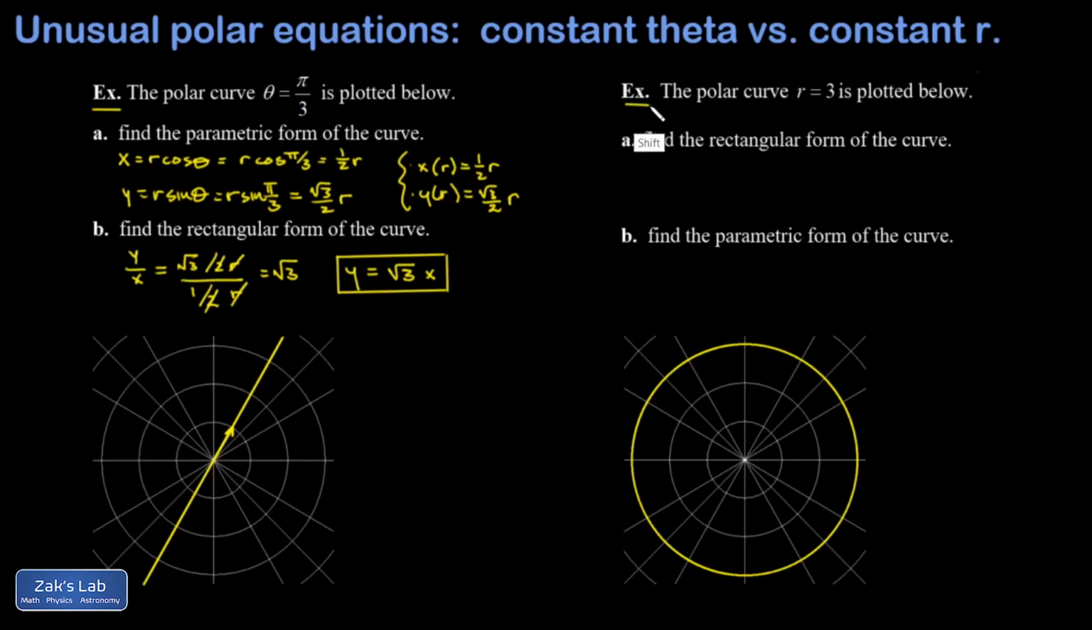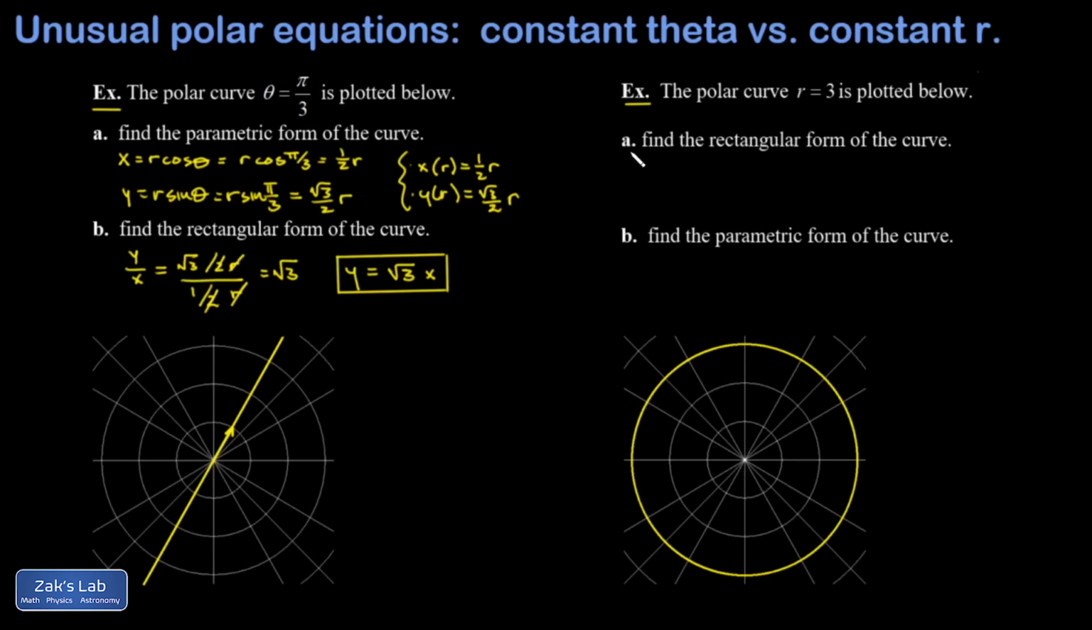In our next example, we get another unusual type of polar curve, and that's where r is equal to a constant, but there's no restrictions on theta. So r is always 3, no matter what way you aim. The distance from the origin is 3. What we're describing here is a circle of radius 3 centered at the origin.